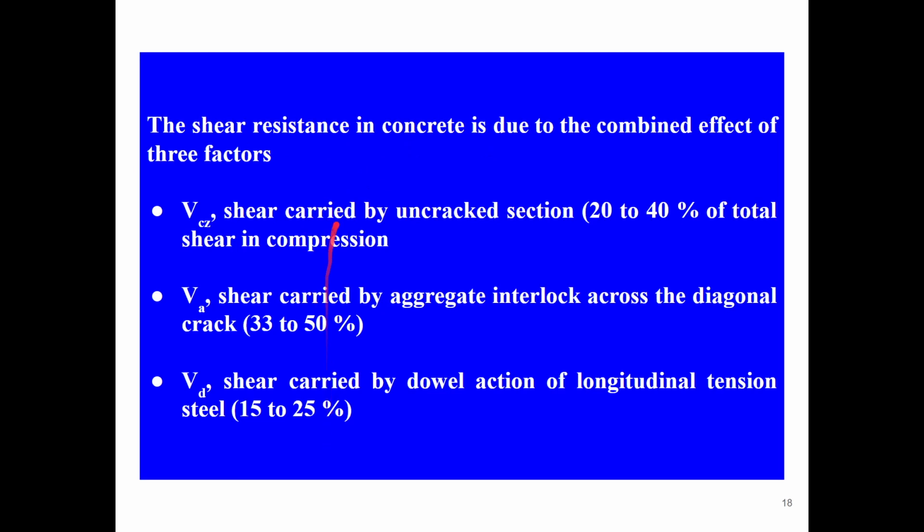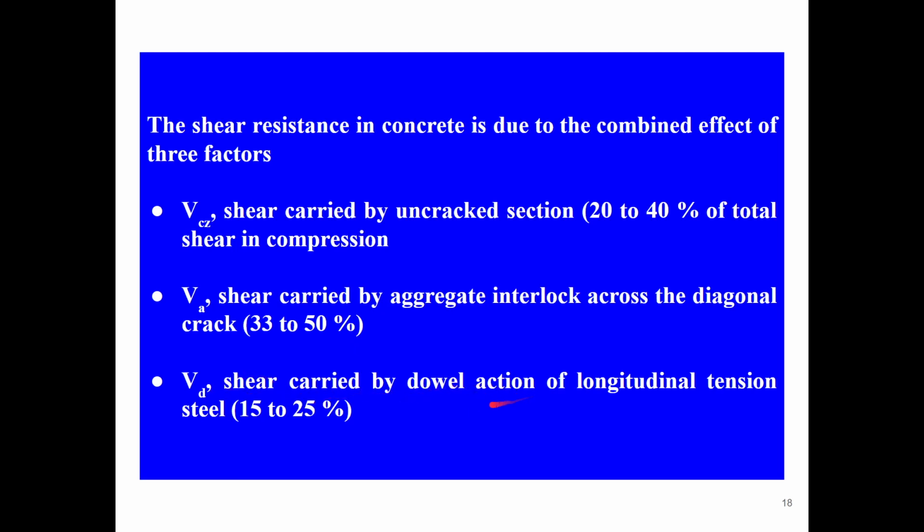If you see in the case of concrete, the shear resistance is mainly present due to three factors, and it is a combined effect. The first factor is the shear carried by the uncracked section, which will be 20 to 40% of the total shear in compression. The second is the shear carried by aggregate interlocking across the diagonal crack, which will be 33 to 50%. And the third is the shear carried by the dowel action.